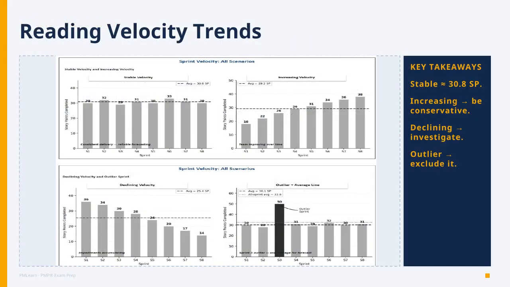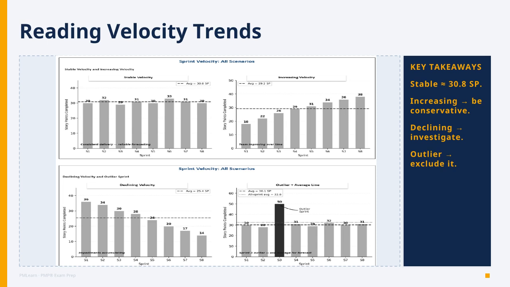4 panels, 4 different stories. Observe. Each panel plots sprints S1 through S8 with a dashed average line. Stable. The bars hover around the average, near 31 points. Predictable. Easy to forecast. Increasing. Bars climb. The team is maturing. Declining. Bars fall. Something is wrong.